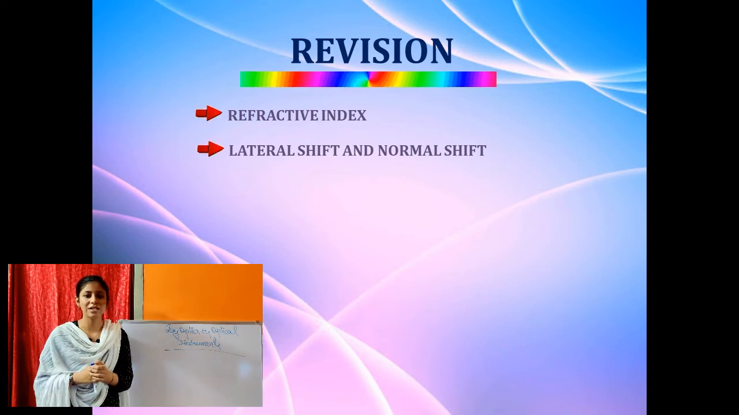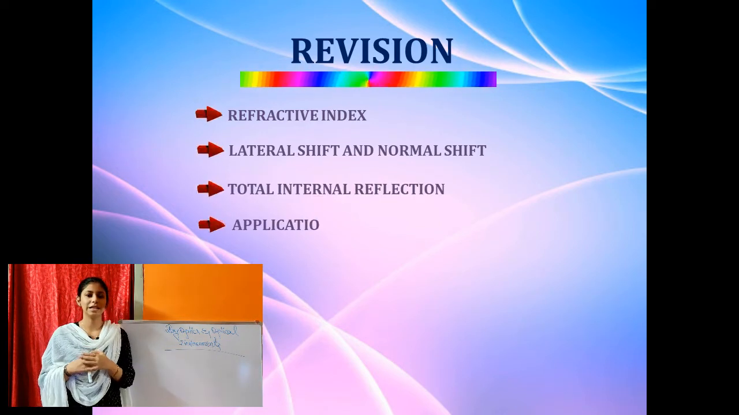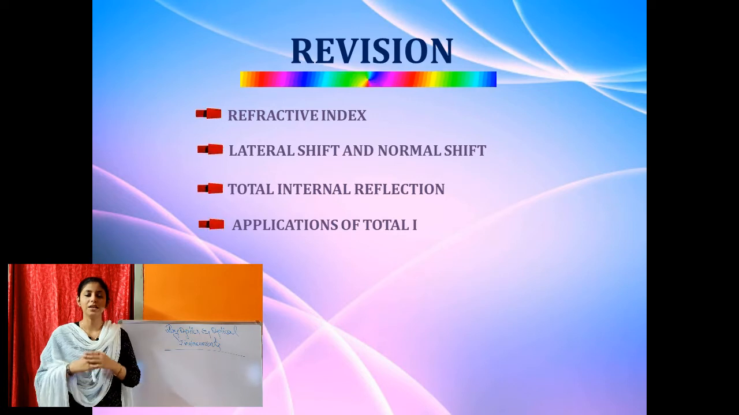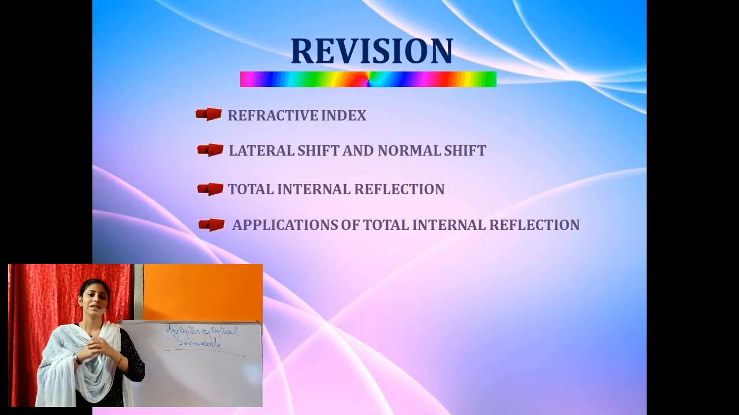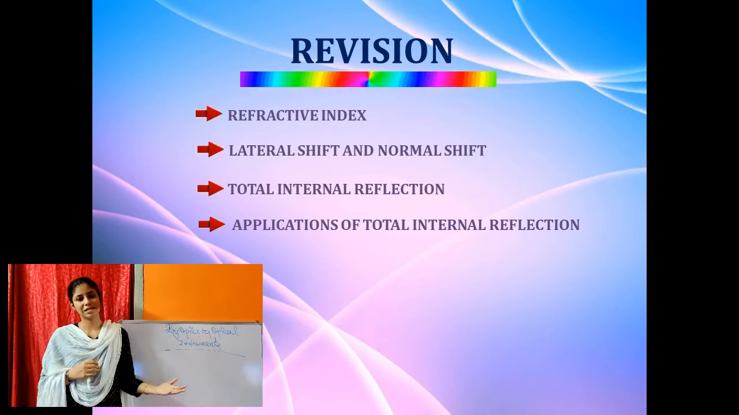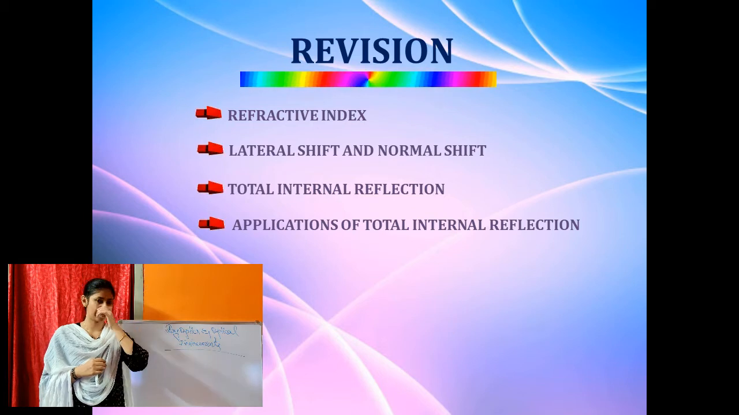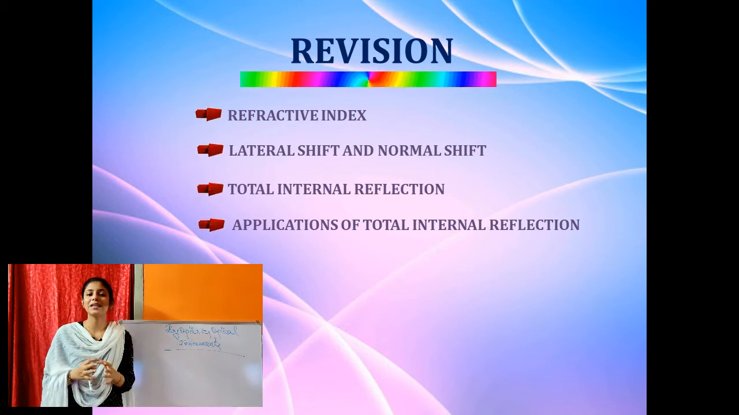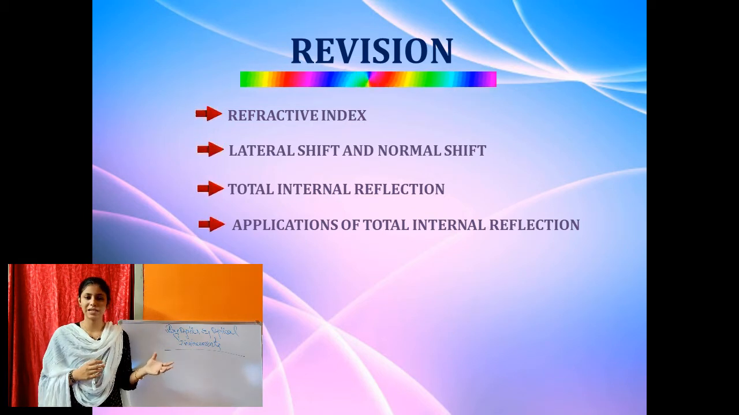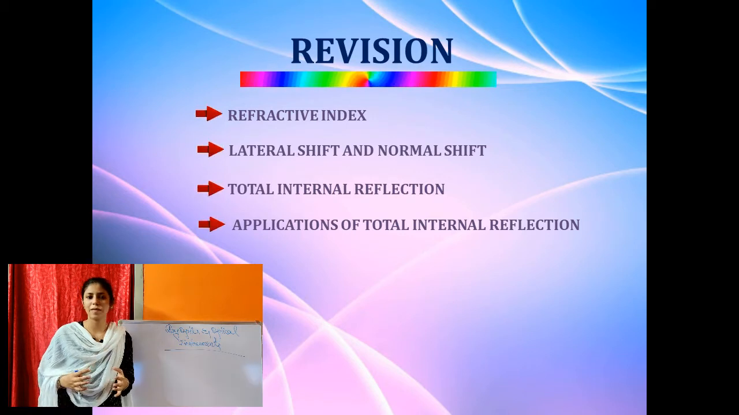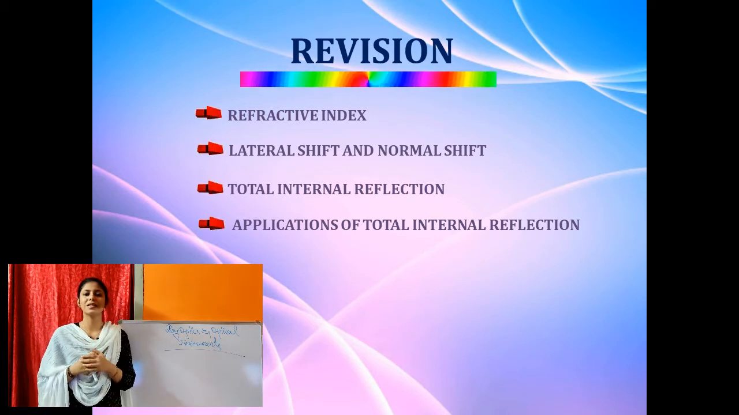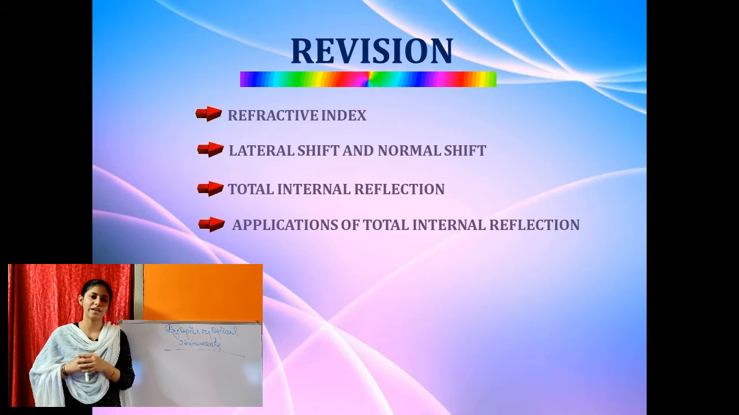Next, we had also discussed total internal reflection. This is the phenomenon where the light ray passes from a denser medium to a rarer medium, and at an angle of incidence more than the critical angle, the incident ray totally reflects back into the same medium. That is total internal reflection.